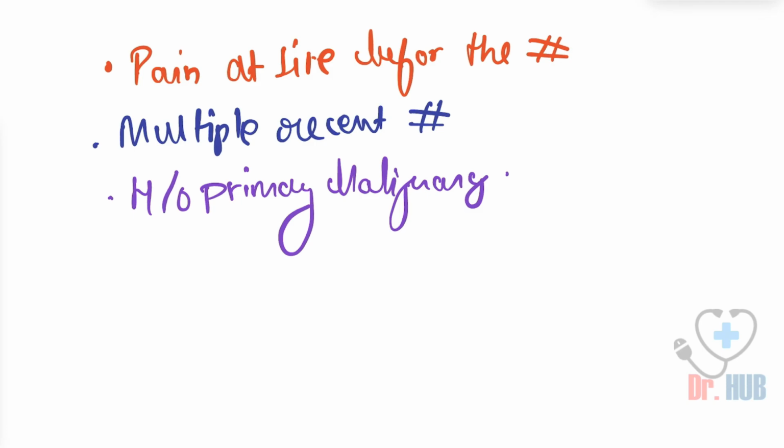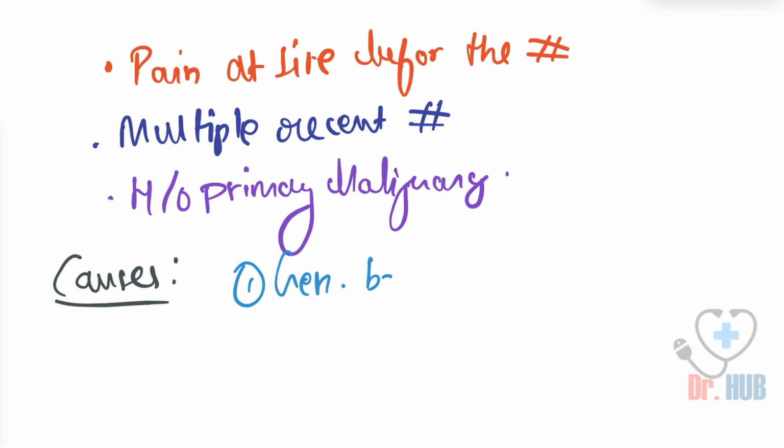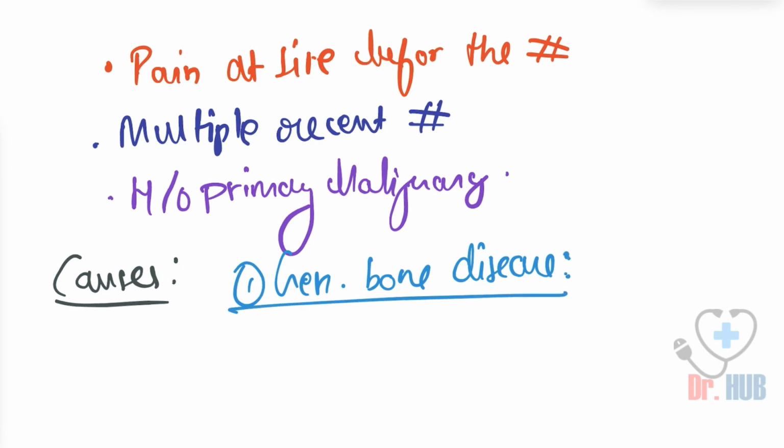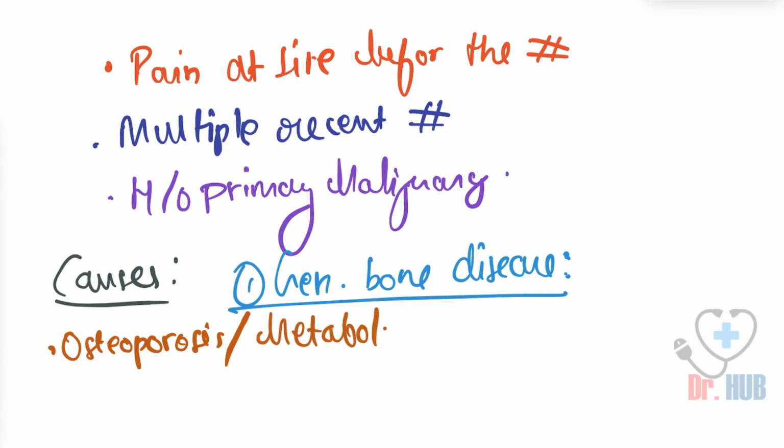Now we'll jump to the causes. So what are the causes of this? Under causes, firstly we have the generalized bone disease. So what does this generalized bone disease include? This includes osteoporosis. Next, there are also the metabolic bone diseases.